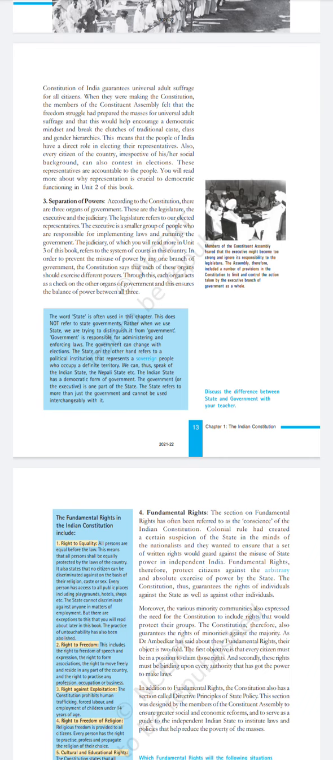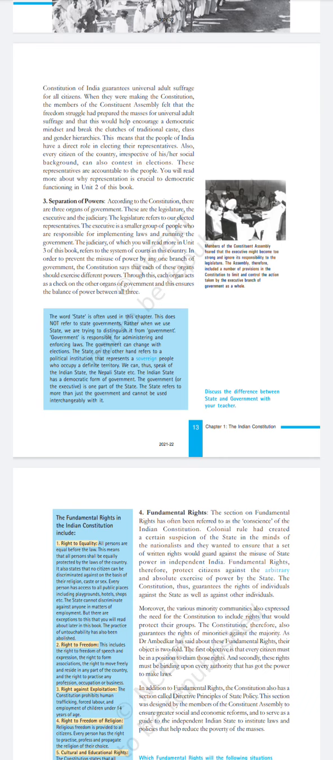This means that the people of India have a direct role in electing their representatives. Also, every citizen of the country, irrespective of her social background, can also contest in elections. These representatives are accountable to the people. You will read more about why representation is crucial to democratic functioning in Unit 2 of this book. Take a look at this image.